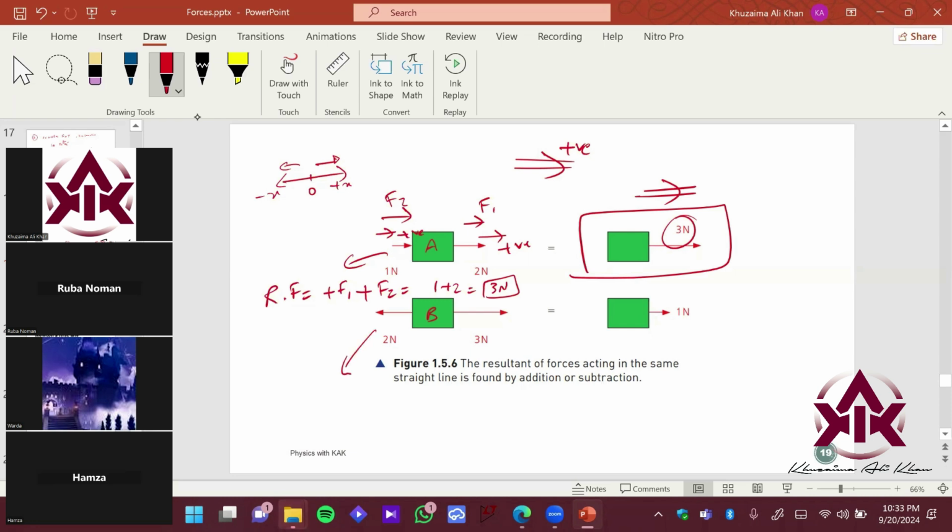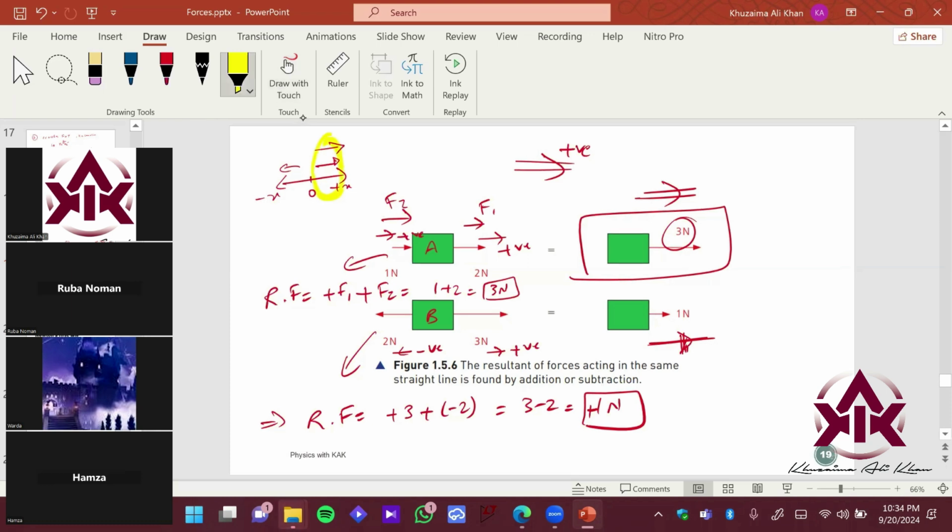Similarly, let's see scenario B. You have this in the positive direction and this in the negative direction. So you can just simply add them up, basic arithmetic. It's going to be positive 3 plus negative 2, which is 3 minus 2. And the resultant force acting on this block is 1 newton in this direction. Why in this direction? Because you got the answer to be overall positive, and positive states that your motion will be in this direction. So is this vector addition of forces clear?